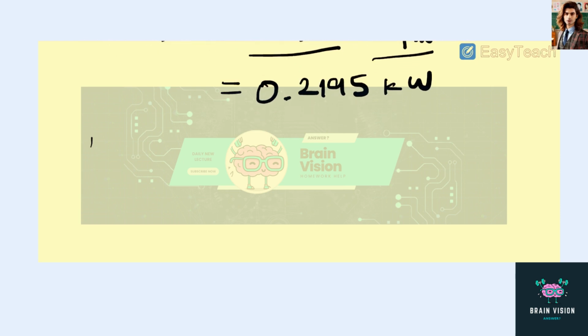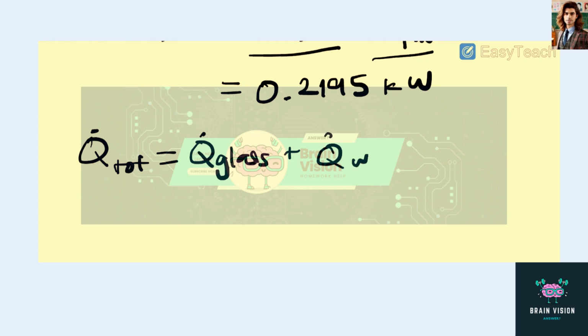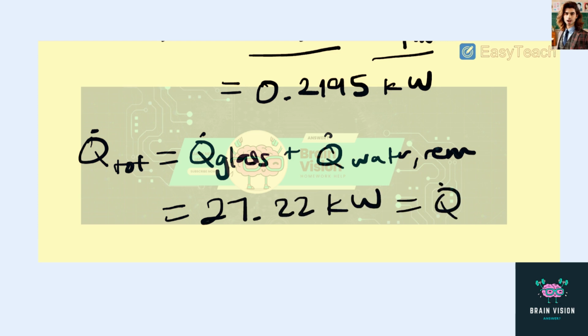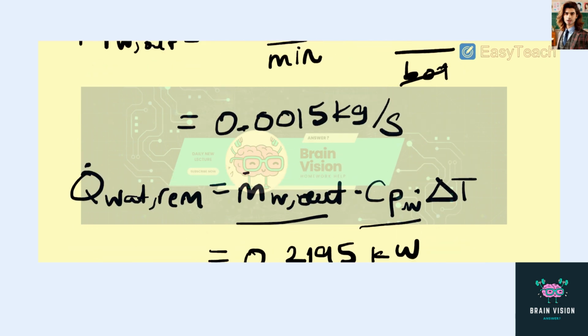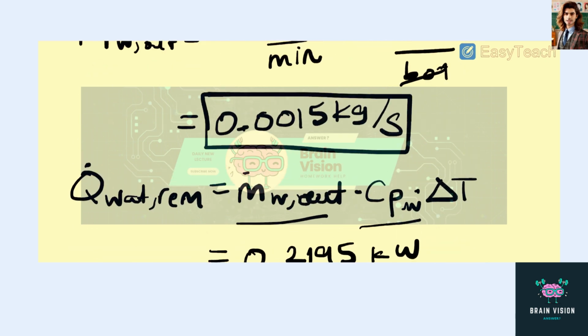Therefore, the total heat that's removed is equal to Q dot total, which is equal to the Q dot from the glass removed plus the Q dot from the water removed. So by adding the 0.2195 kilowatts with the 27 kilowatts, that gives us a total heat transfer equal to 27.22 kilowatts, and that's the heat that must be supplied. And the m dot of water that we're also asked to solve for was this 0.0015 kilograms per second.